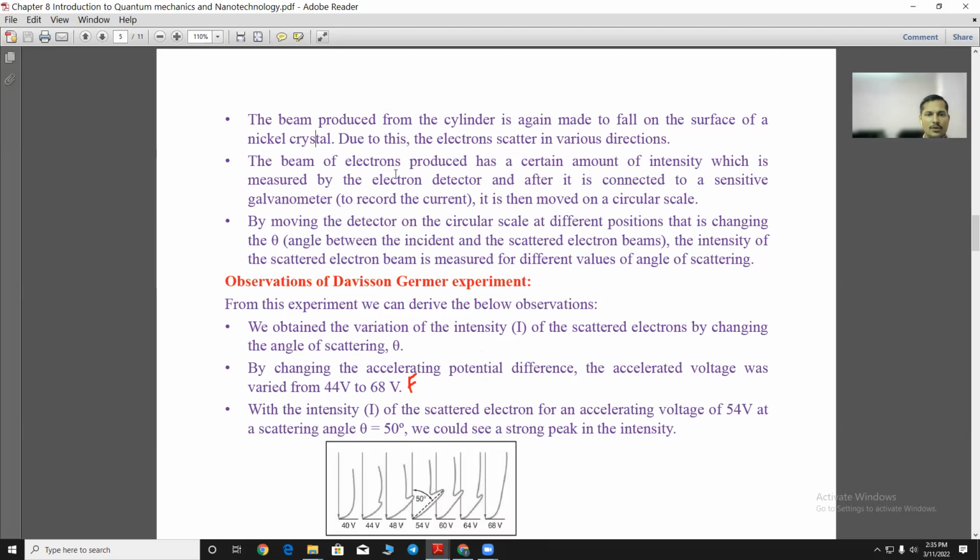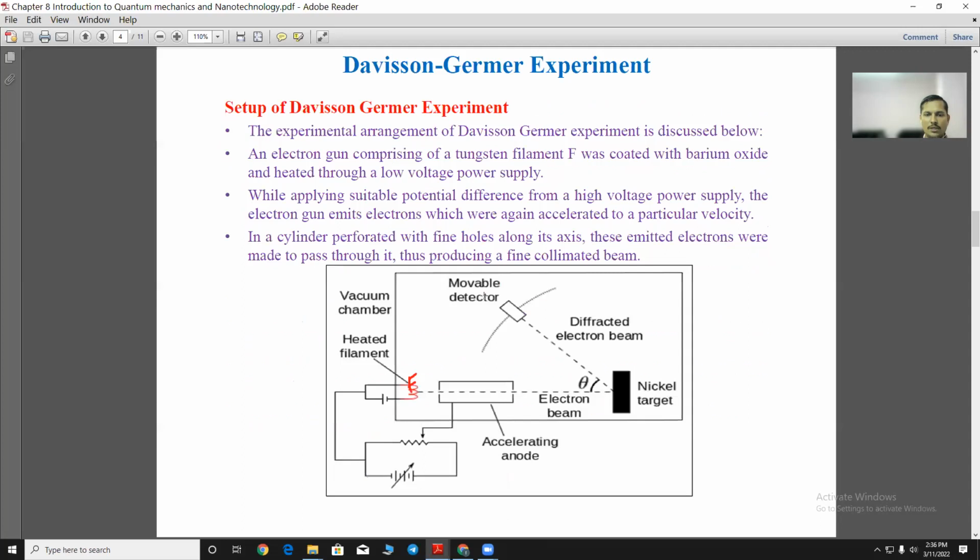Next, the beam of electrons produced has a certain amount of intensity, which is measured by the electron detector, and after it is connected to a sensitive galvanometer to record the current, it is then moved on a circular scale. आता हे कुठे सगळं तर इथे तुम्ही बघू शकता. This is the movable detector, this is the diffracted electron beam, and we are detecting the angle.